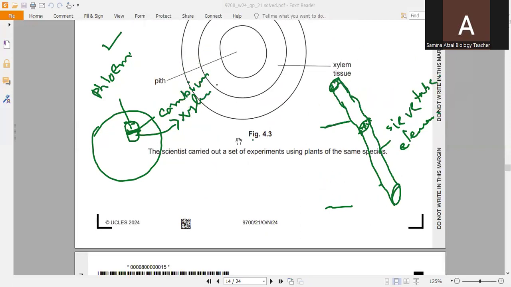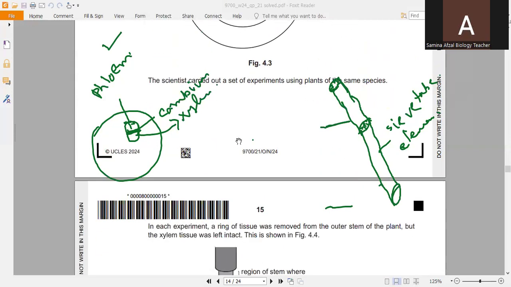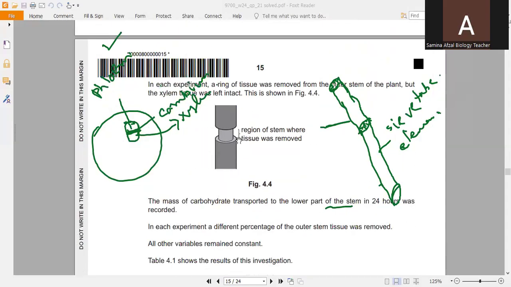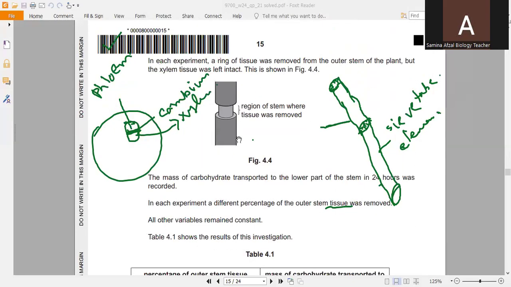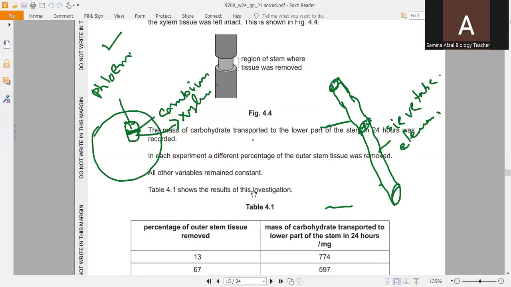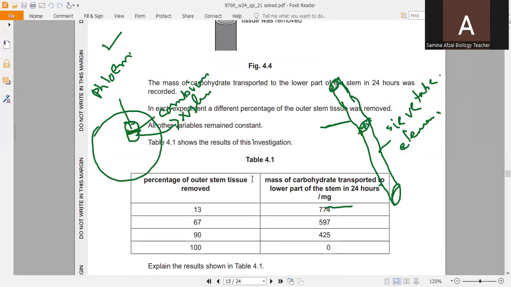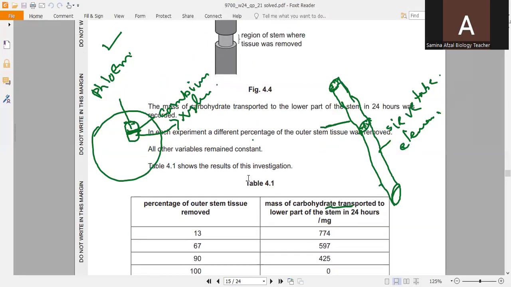The scientists carried out a set of experiments using plants of the same species. In this experiment, a ring of tissues was removed from the outer stem of the plant, but the xylem tissue was left intact. The mass of carbohydrate transported to the lower part of the stem in 24 hours was recorded. In each experiment, a different percentage of the outer stem tissue was removed.